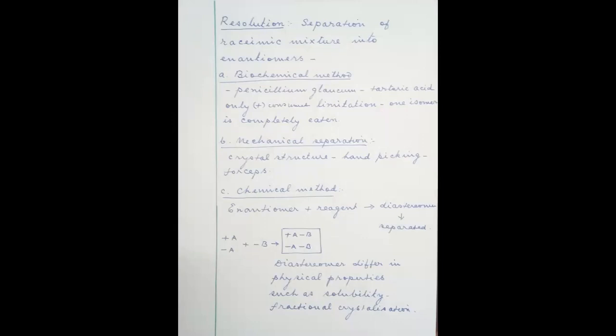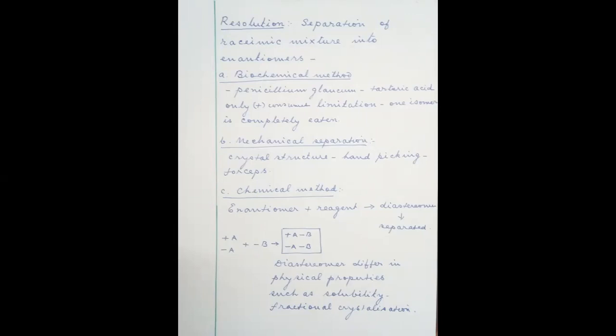Now look here, separation of the racemic mixture into enantiomers. So what is a racemic mixture? The mixture containing D and L, or dextro and levo rotatory compounds. It is called a racemic mixture. Normally, we are not able to separate a racemic mixture by chemical or physical methods because of the identical physical characteristics and the identical chemical characteristics. So the separation of enantiomers from a racemic mixture is called resolution.